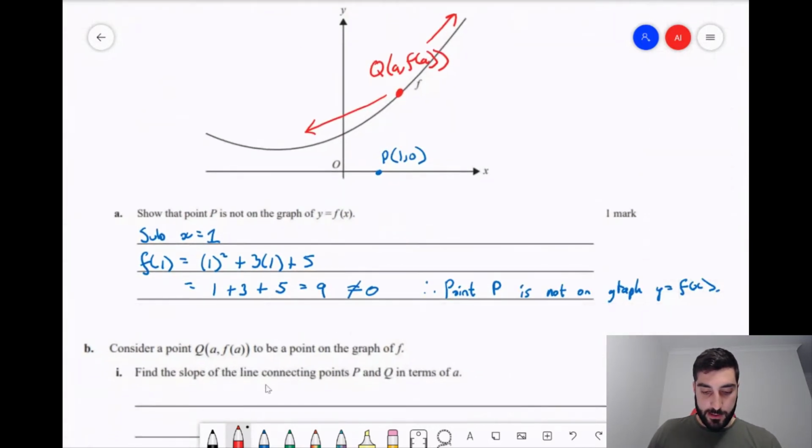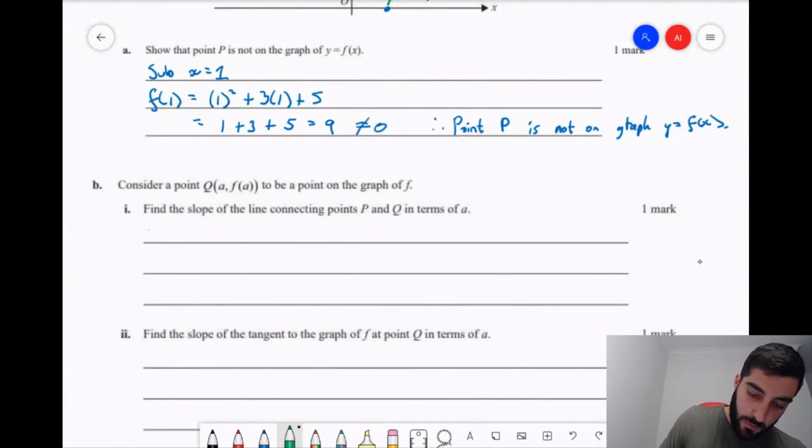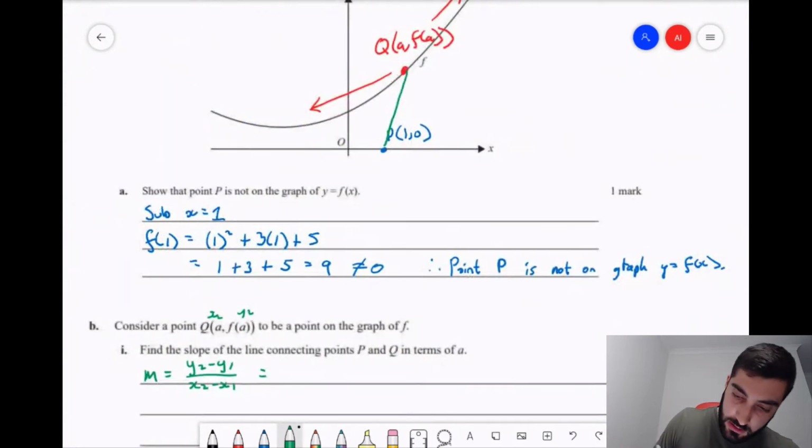B says find the slope of the line. So we want the slope, or the gradient, between P and Q. Well, we've got 2 points and 2 sets of coordinates, so we can just use the equation for the gradient that uses 2 sets of points: y2 minus y1 over x2 minus x1. And if I call Q point 2 and P point 1, then Q is x2, y2, and P, if I draw it over here, is x1, y1.